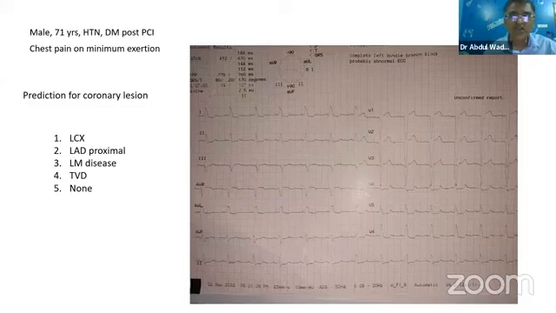The point is, in this context, the main thing is that he should take this as an ACS and take this patient to the cath lab as early as possible.